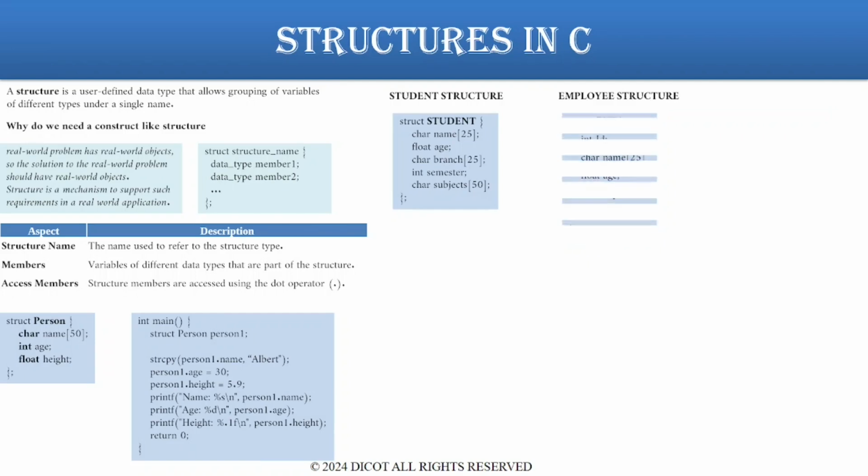Now, let's consider one more structure, an employee structure. This structure is for an application that manages employee info for a particular company. An employee has an ID, a name, age, experience, and skills. ID is an integer, name is an array of characters, age is a float, experience is a float, whereas skills once again is an array of characters.